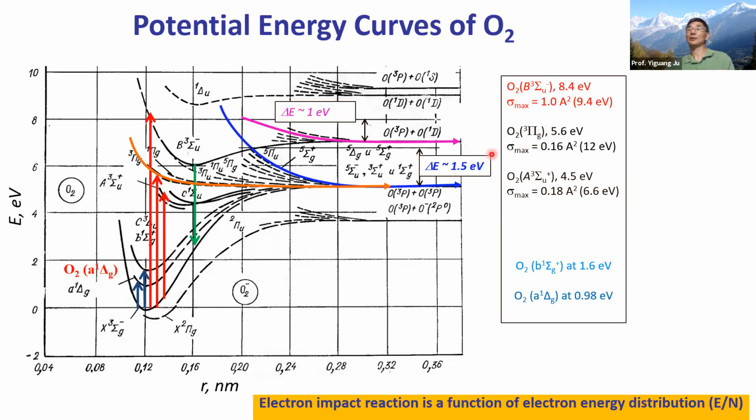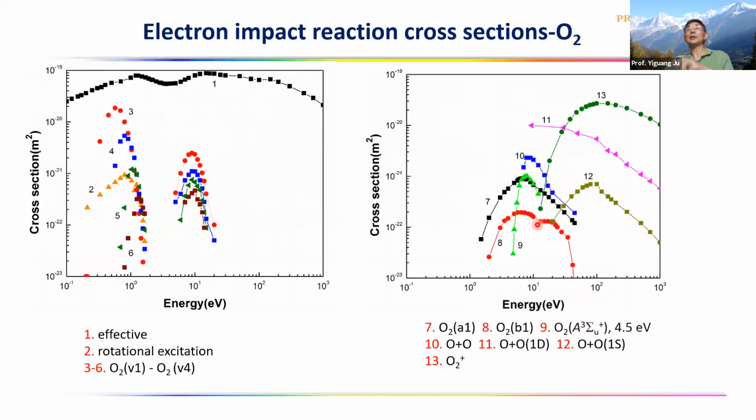These electronically excited states have very high energy, 12.5, 6 eV, 8 eV. They are very energetic in terms of reactivity. If you look at the cross-section areas, which indicate the reaction rates for electron impact reactions, you can see that at lower electron energy, below 1 eV, most of the excitation of oxygen is rotational and vibrational excitation.